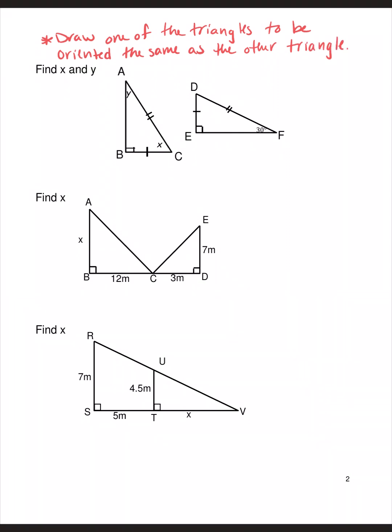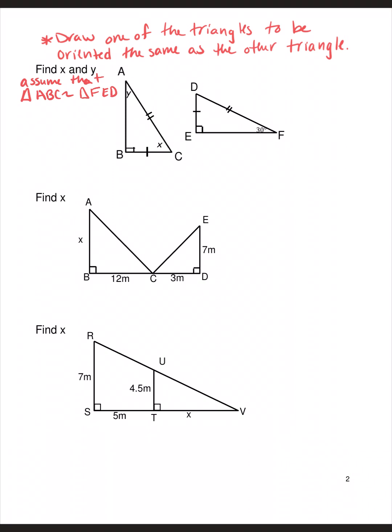So this next example is asking us to find X and Y. We are going to assume that triangle ABC is similar to triangle FED.